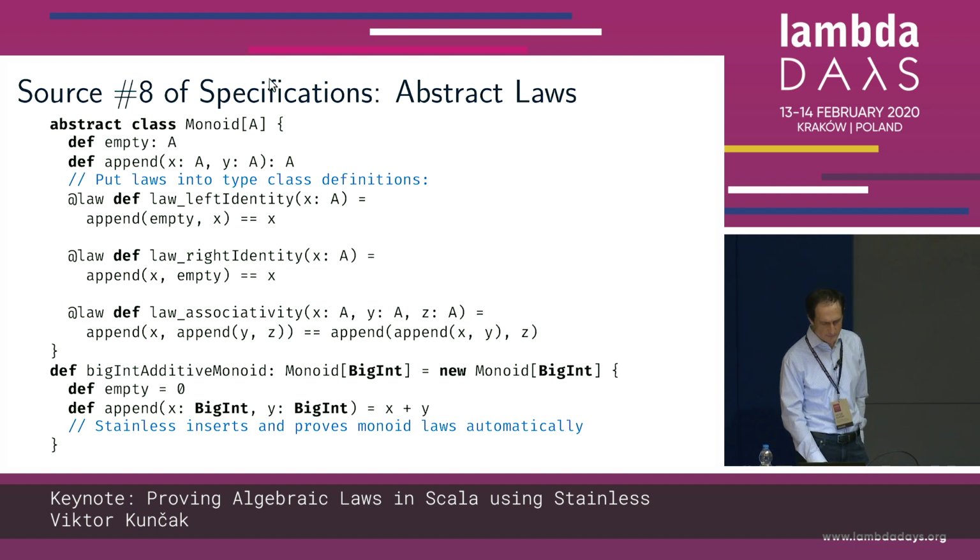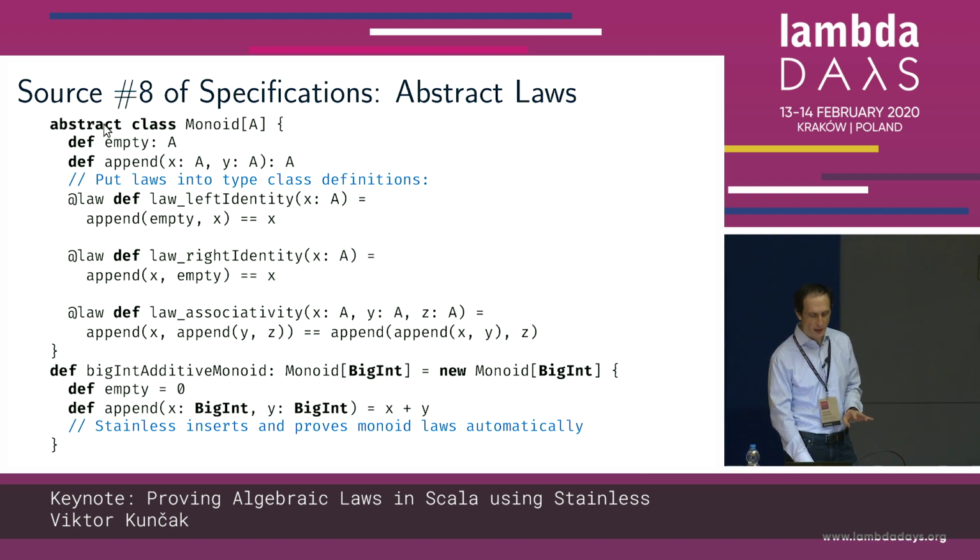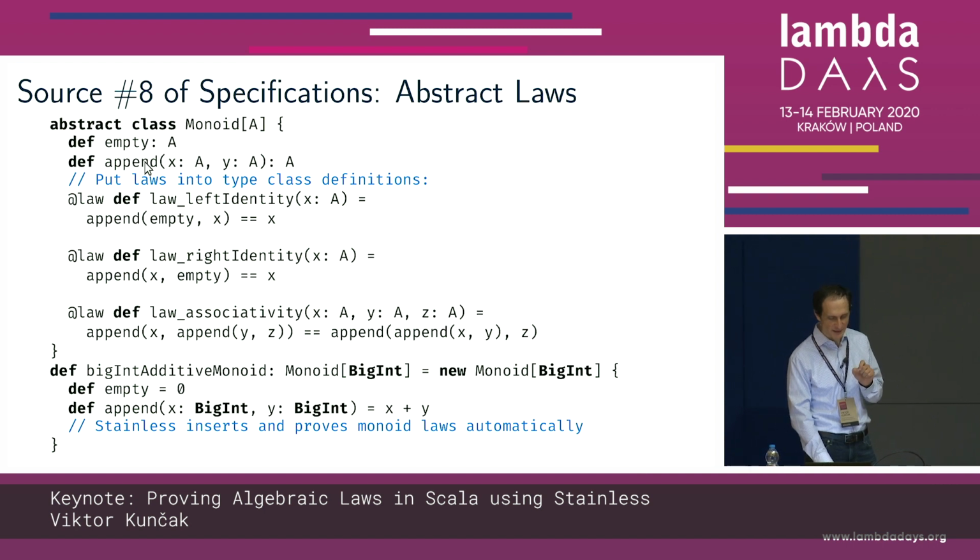So here I'm specifying just plain old algebraic monoids, no category theory here. So I have the neutral element called empty and the binary operation here called append on some domain A.